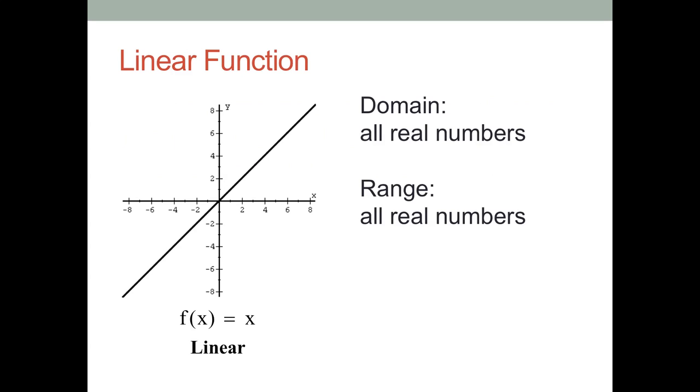So just a quick go through as to what these parent functions are that we want to make sure that we understand. The linear function we should be very familiar with. The parent of that is f of x equals x. So no m, no b, just x all by itself. The domain and range of a linear function is all real numbers. We can use anything for x, and we can get anything as an answer for y, or f of x.